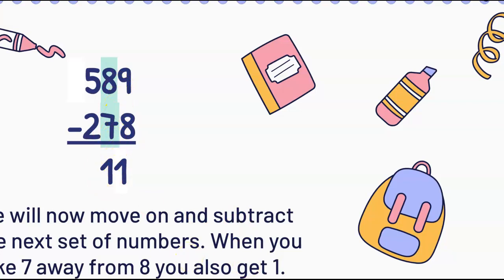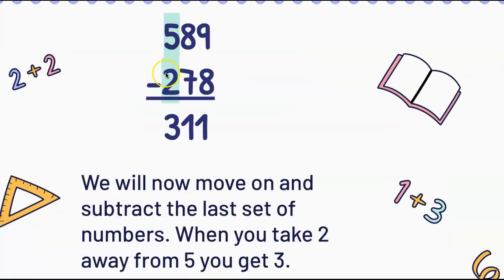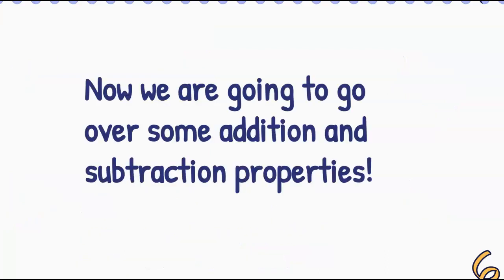We're going to put that right next to the other one. And then 5 minus 2, that's 3. So our answer is 311. It's very simple. We will be moving on to grouping and taking away on the top when we subtract a bigger number from the top number, but that's going to be next week.